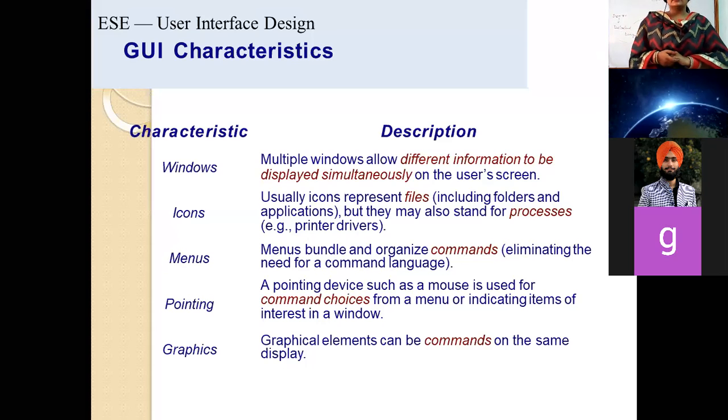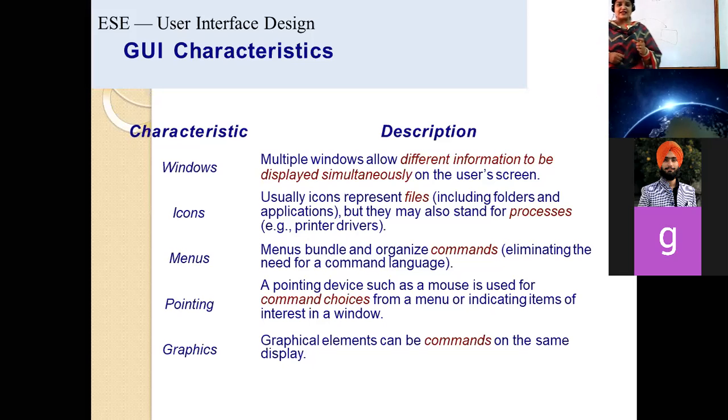Next is menus. Menus bundle and organize commands. We know in the menu there are submenus. From the submenu we have further submenus, and they bundle a lot of commands in themselves. So this eliminates the need for any command language. You need not write any command of your own. Just by pressing on a particular menu list, you can select and do the operation. So a menu defines a number of organized commands. Next is pointing.